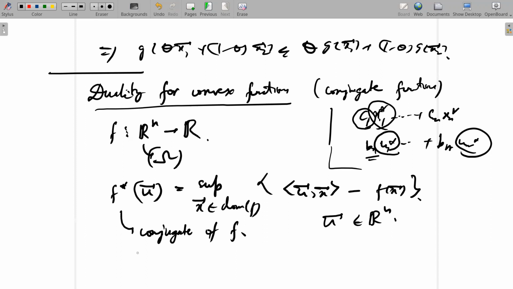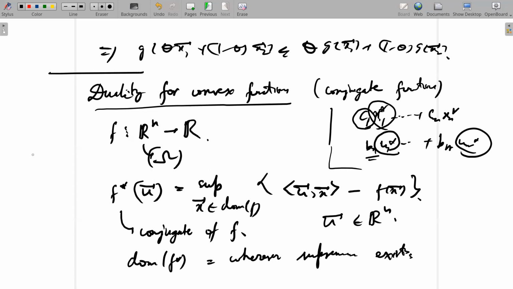And the domain of f star is wherever the supremum exists. Otherwise, if it is plus infinity, I'm just going to delete it from my domain. So sometimes what people do, to make this theory cleaner, is they will just say convex functions are those functions which take values in R union plus infinity, so that the domain is always Rn. If it is defined on omega, outside of omega, I'll just define it as plus infinity.